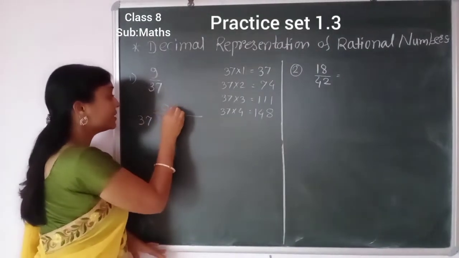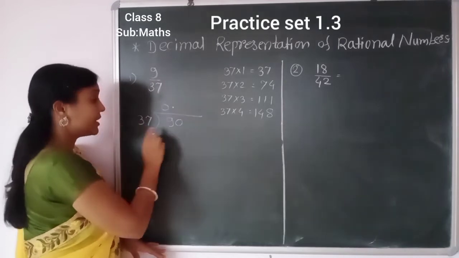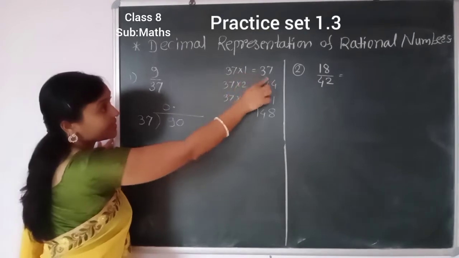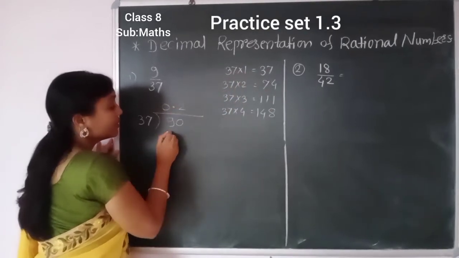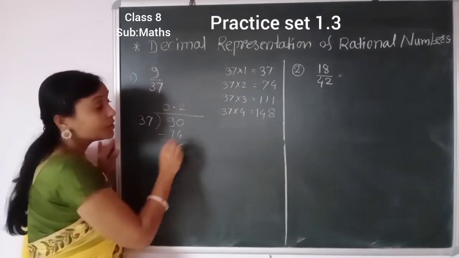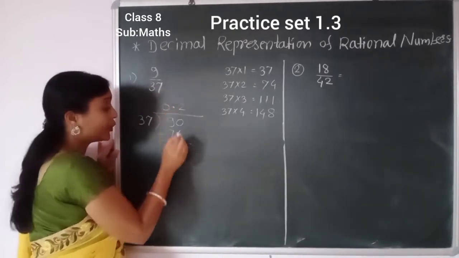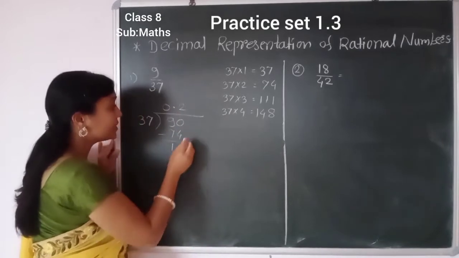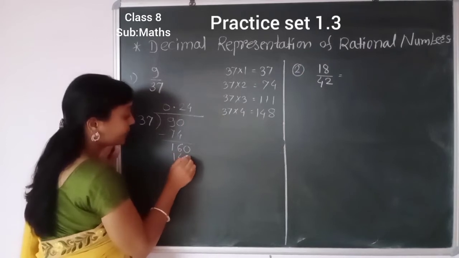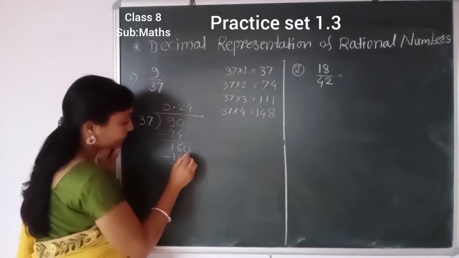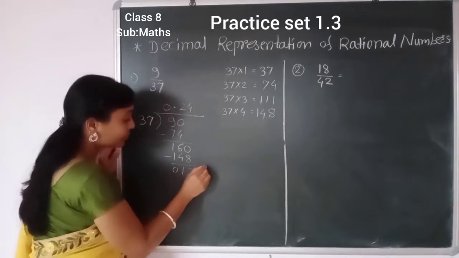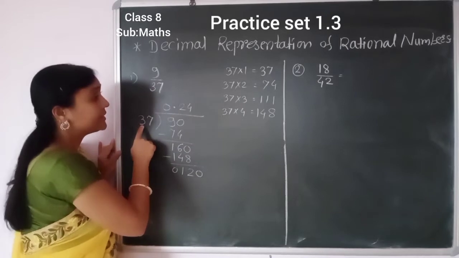So we take a point, since 9 is smaller than the divisor. I take point 0. 37 twos are 74. We get remainder 16. We already took the point, so we can take 0 here. Again 37 fours are 148. We get remainder 12. So again we take 0. 37 threes are 111.